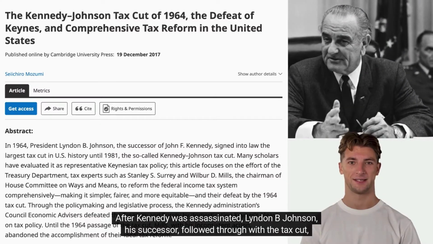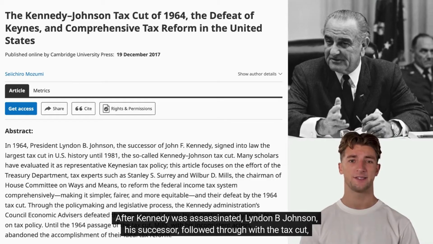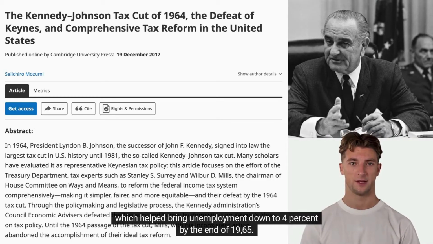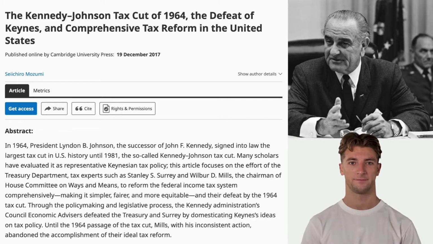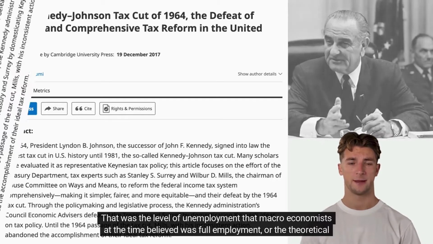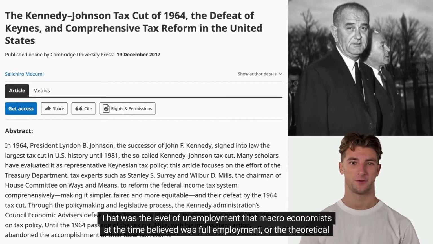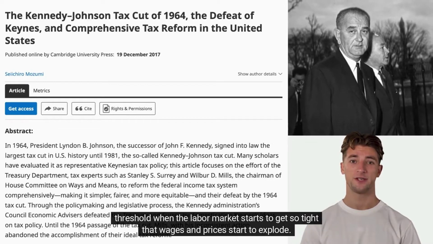After Kennedy was assassinated, Lyndon B. Johnson, his successor, followed through with the tax cut, which helped bring unemployment down to 4% by the end of 1965. That was the level of unemployment that macroeconomists at the time believed was full employment, or the theoretical threshold when the labor market starts to get so tight that wages and prices start to explode.